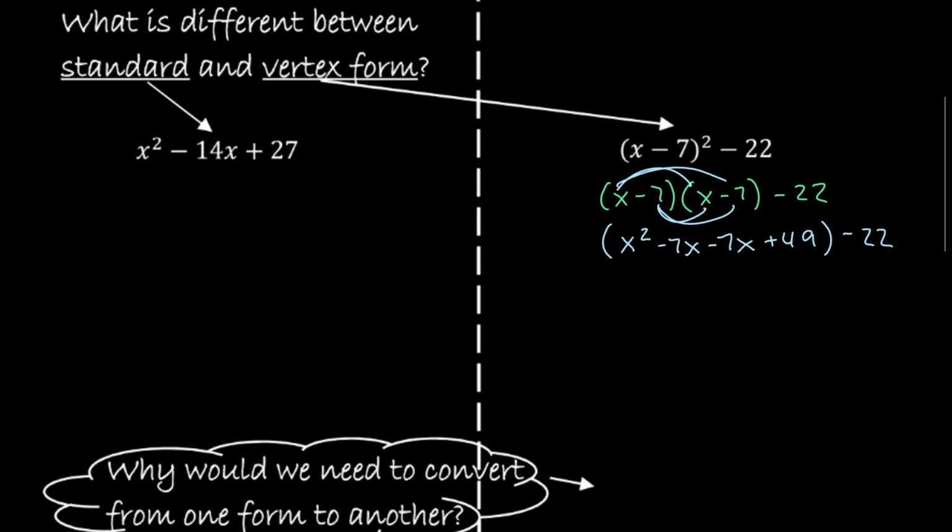What do we then do? Yes, we combine our like terms, our negative 7x and negative 7x, and we get negative 14x. Then what?